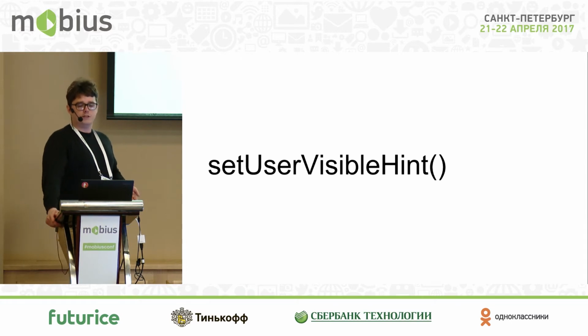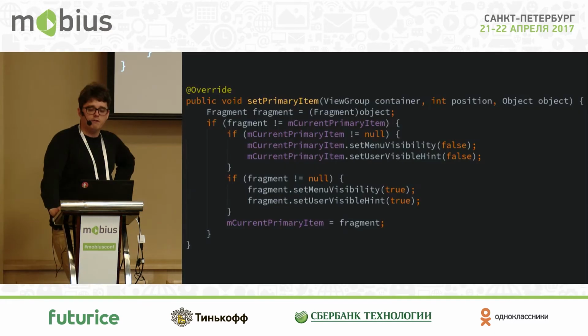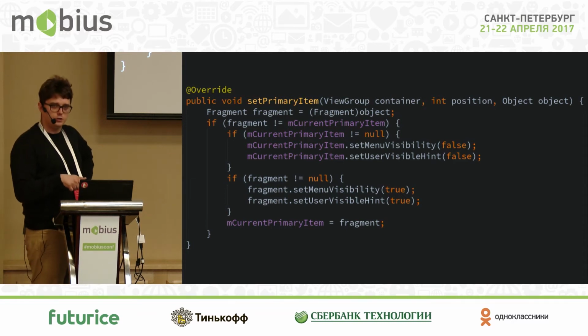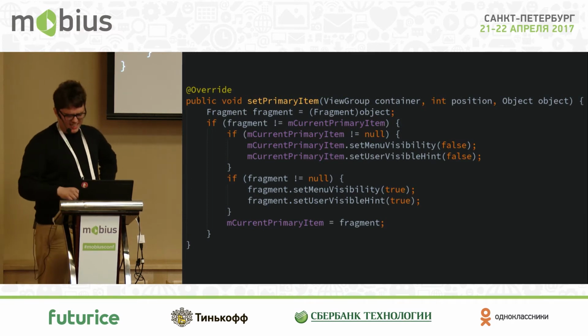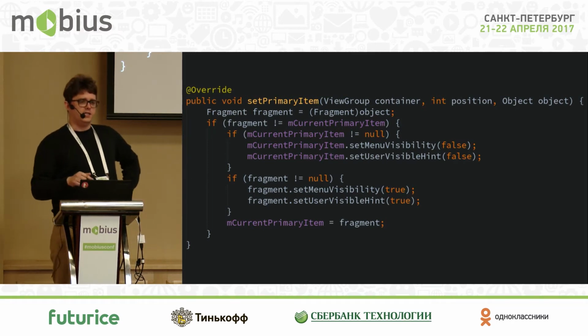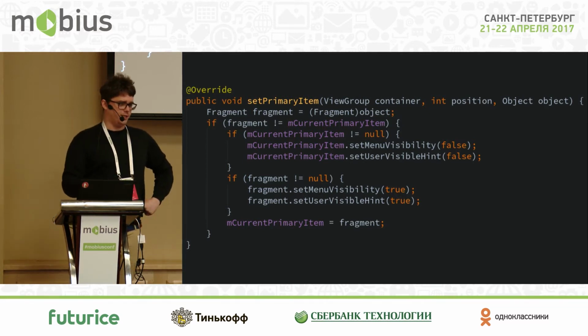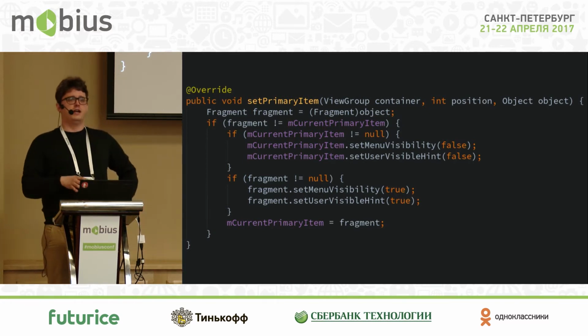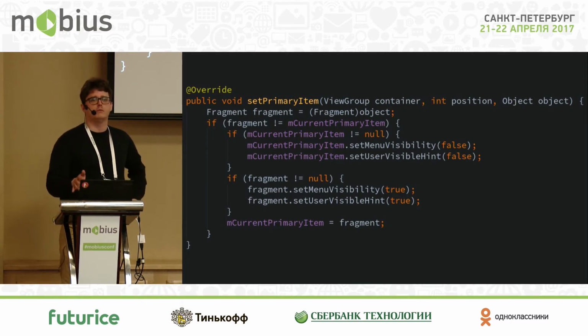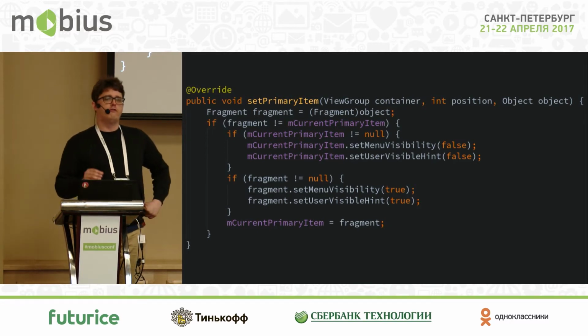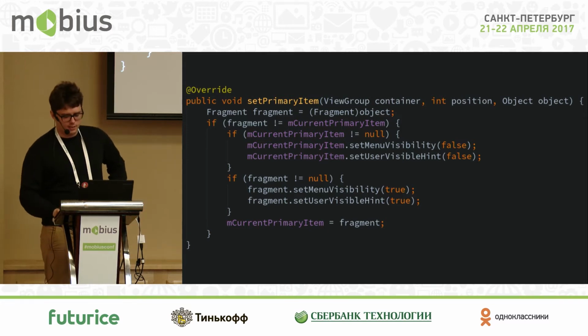So there's the method setUserVisibleHint. How many of you know it? All right, so you can basically override it. You receive a Boolean telling you whether this fragment is now visible to the user within the ViewPager or not. The thing with it is that this is actually the FragmentPagerAdapter code, the internal code from the support library, and this is the only place inside of the framework and the support library that is calling this method.